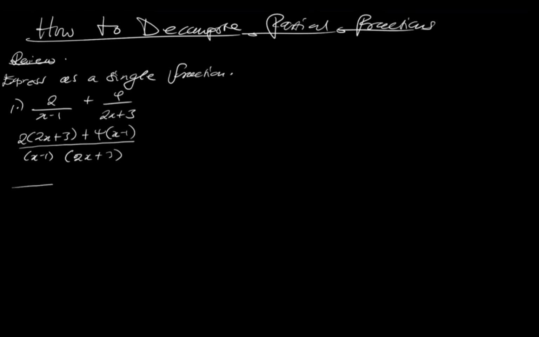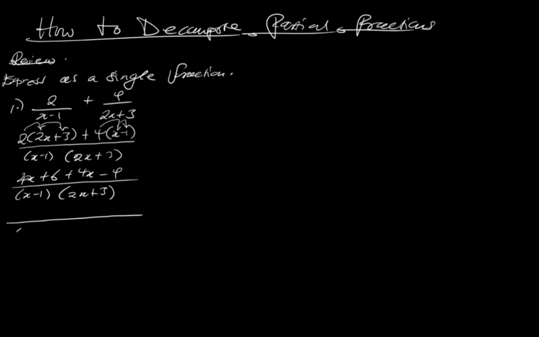The denominator never changed. You maintain the denominator of x minus 1 and 2x plus 3. Then these two, you expand them. 2 times 2x is 4x, 2 times 3, that is 6. For the other parentheses, 4 times x, that is 4x. 4 times minus 1, that's minus 4.